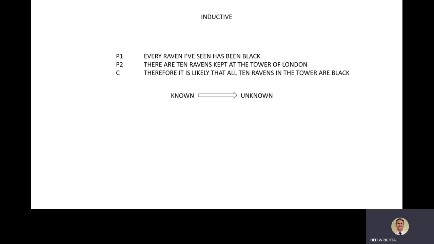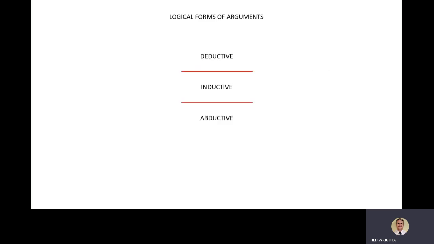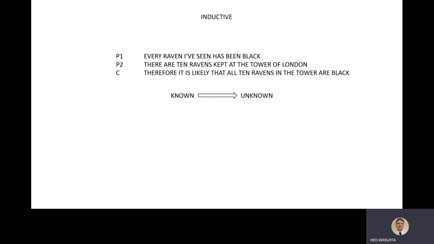Okay, it is not deductive, where it's absolutely 100% certain. There is an element of doubt within all of this. I'm making an assumption that all ravens are going to be black. And so therefore, I am going from the known to the unknown. Okay, so premise 1 is correct, premise 2 is correct, and the conclusion is correct based on the premises, but it's not 100% certain.